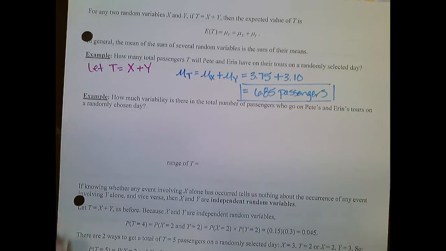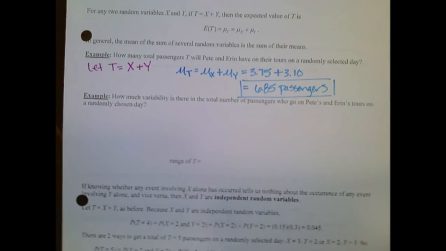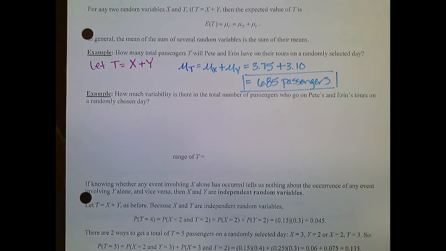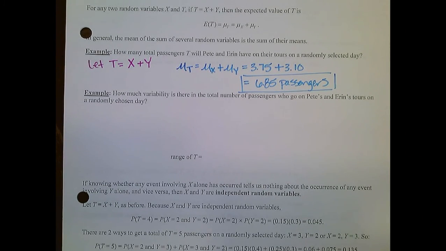So that gives us our expected value, or our mean. But we also might want to look at things like variability. So the next example asks us, how much variability is there in the total number of passengers who go on Pete and Aaron's tours on a randomly selected day? And we know that there are several ways that we can measure variability. One of the simpler ways is to discuss things like range.